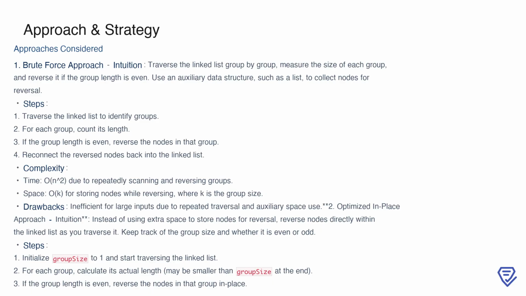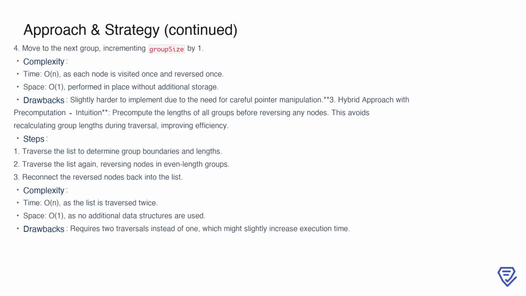Next, we considered an optimized in-place approach. Here, the intuition is to reverse nodes directly in the linked list during traversal, avoiding the need for auxiliary storage. This involves initializing a variable for the group size, calculating the actual group length during traversal, and reversing nodes in even length groups in place. This method is more efficient, as it eliminates unnecessary space usage, but requires careful pointer manipulation, which can be tricky to implement correctly. After reversing nodes in an even length group, we move on by incrementing the group size by 1 and repeating the process for subsequent groups.